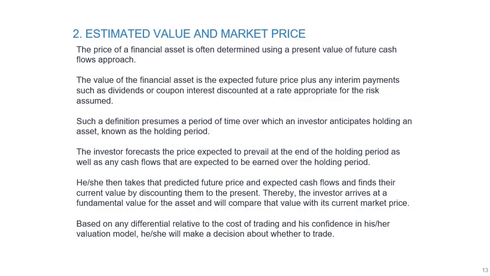This slide is just talking about estimated value and market price. The price of a financial asset is often determined using a present value of future cash flows approach, and that's exactly what we did. Recall when we calculated the price of a bond. The price of the bond is the present value of the future cash flows using a market interest rate to discount the cash flows back, okay?